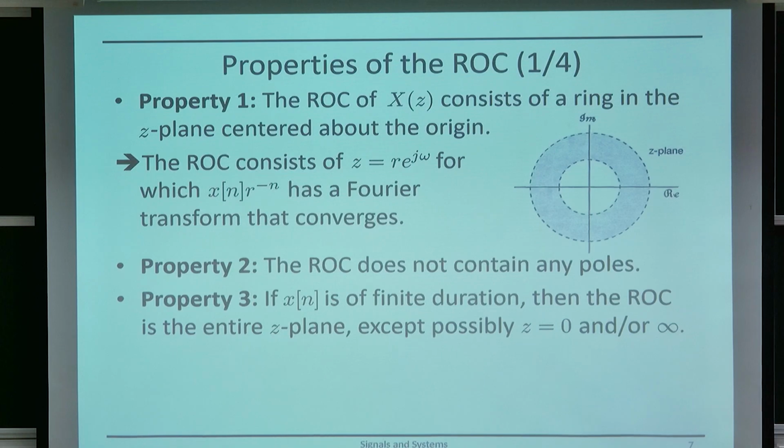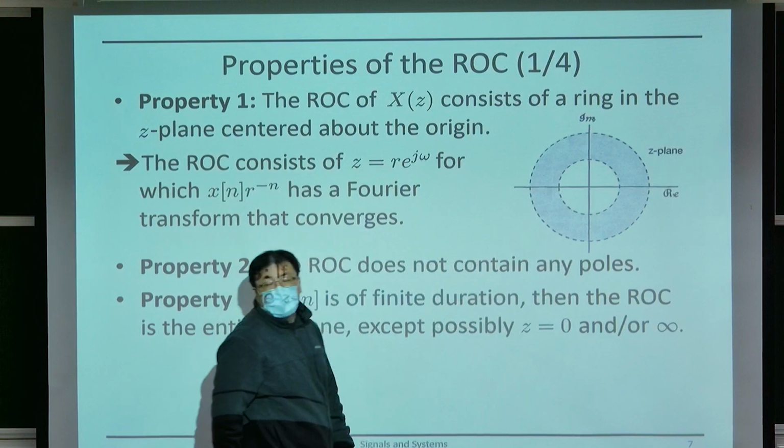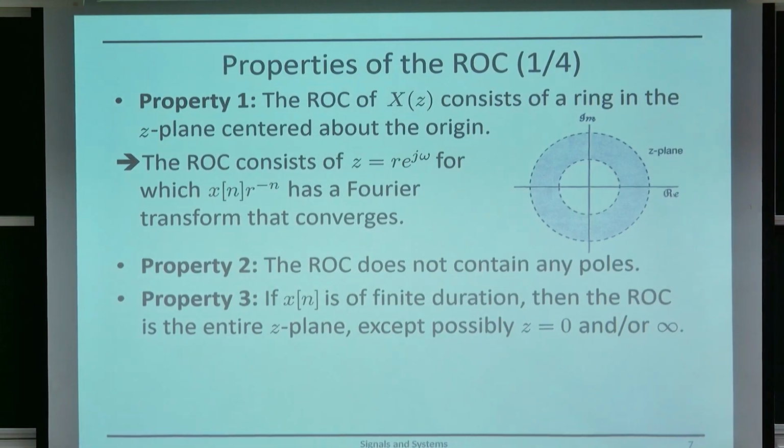And the second property says that, what's different from the continuous time case is that in the continuous time case, we say that if you converge at any point, you must also converge at the line corresponding to that point. But in the discrete time case, we're sort of just folding this into a circle. Saying that if we converge at any point, we should converge at any point on the circle.